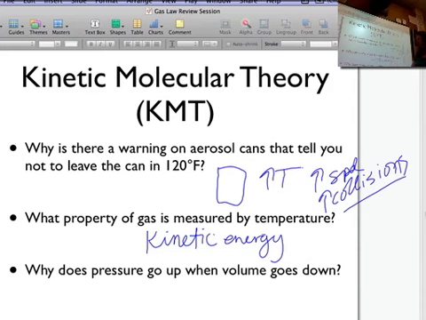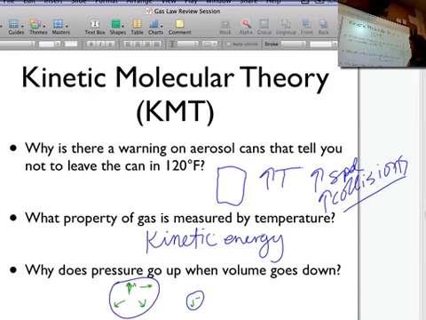Okay, question number 3 for kinetic molecular theory. Why does pressure go up when the volume goes down? I'll draw a picture. Because it has less space. Volume goes down, so less space, yes. So it has less space, which means it collides more, creating more little pressure particles on the walls of the container.